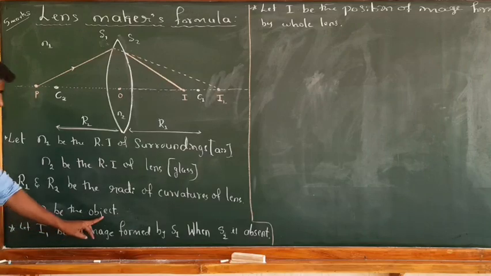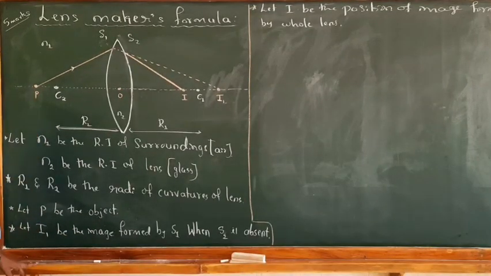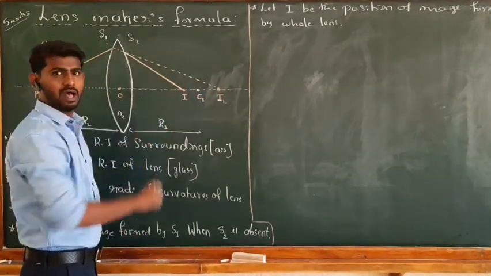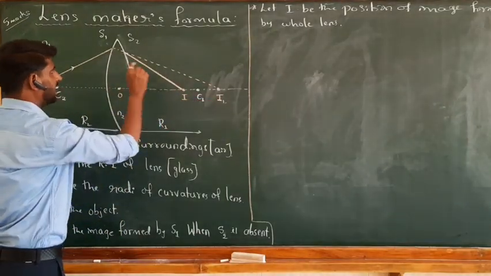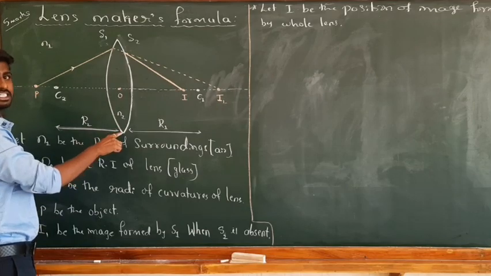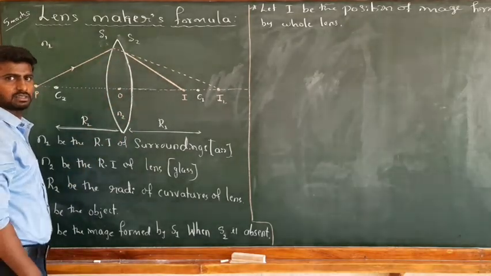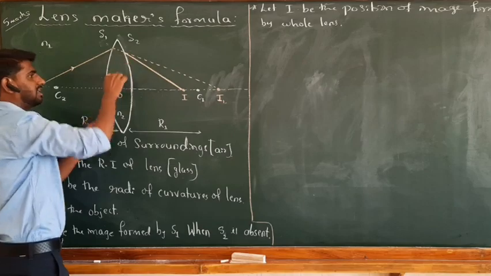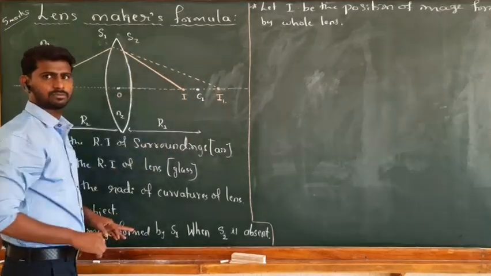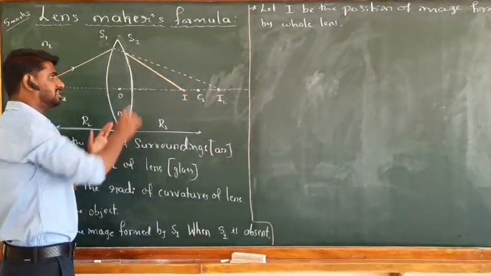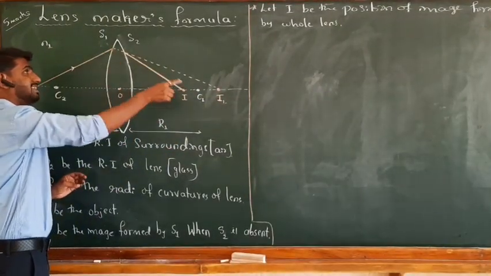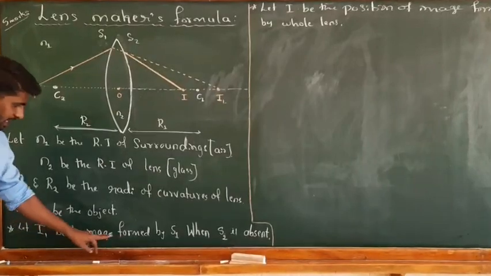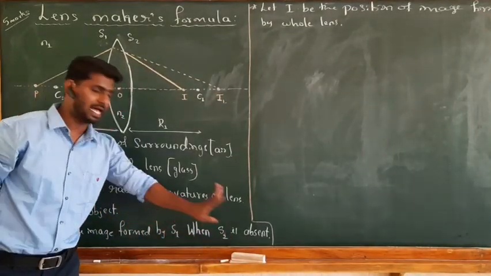Then let P be the object. This is the point object on the principal axis. And I1 be the image formed by S1. So I1 is the image formed by the surface S1 when the second surface is absent. We assume there is no second curved surface, and all these points are in glass only. At that time, the image forms at I1 as a result of refraction at S1.